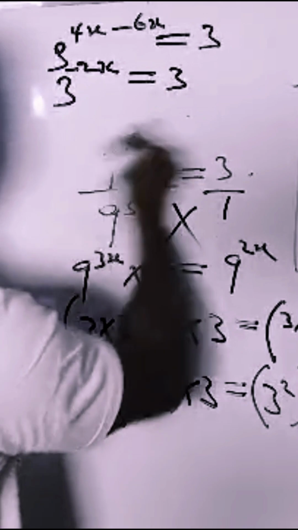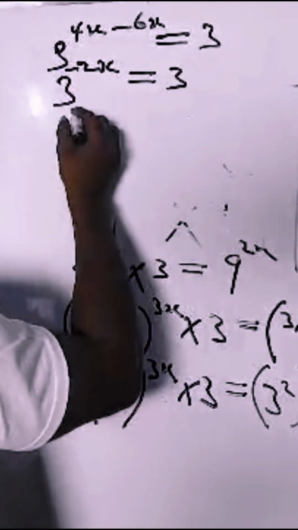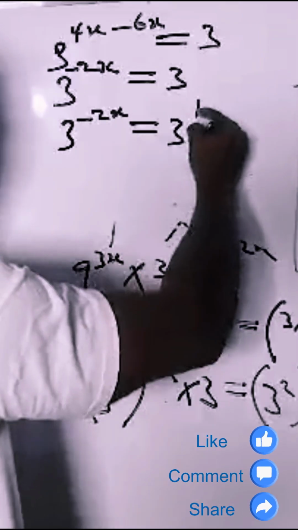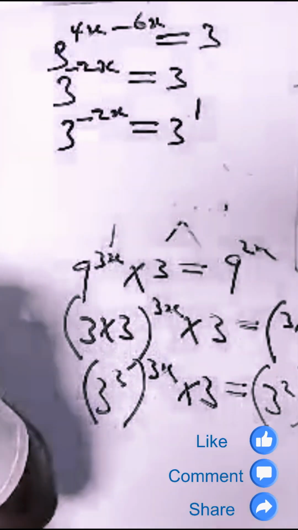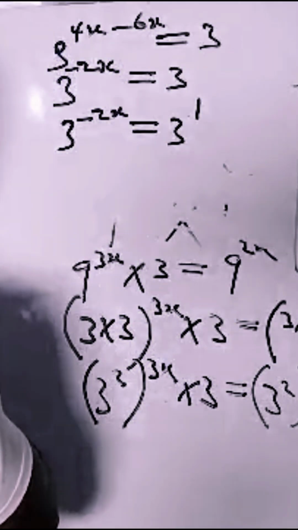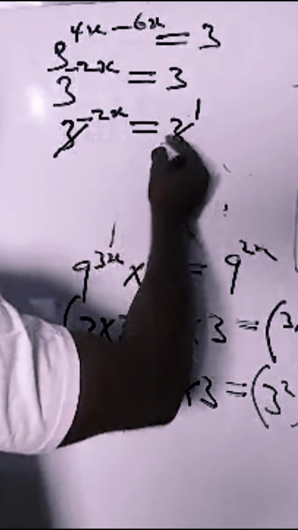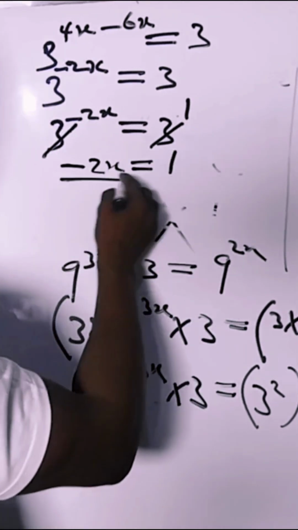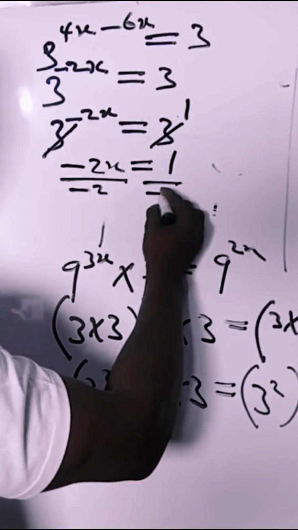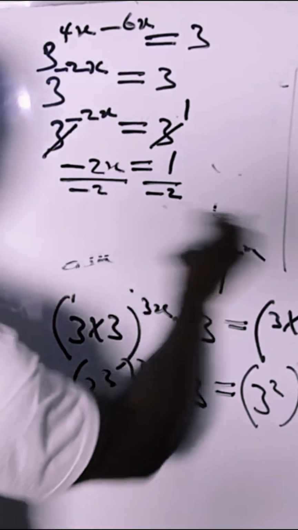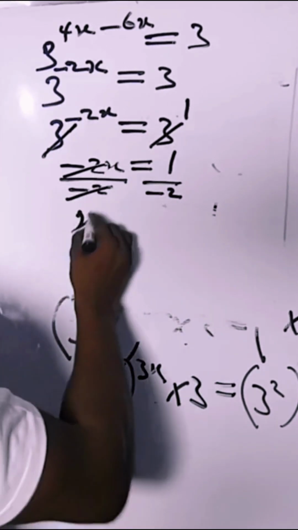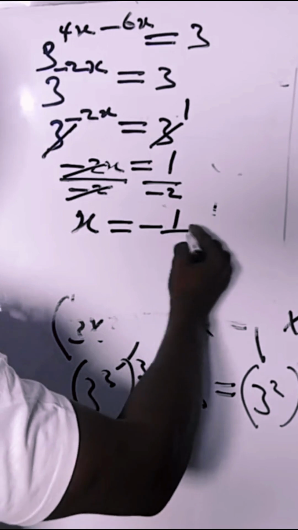So at this point in time, this 3 could be written as 3 raised to 1. So 3 raised to minus 2x is equals to 3 raised to 1. There's a law of indices, which I think was the 7th law. The 3 here we strike. What is left is minus 2x is equals to 1. Let us make x the subject of the formula by dividing all through with the coefficient, which is minus 2 in this case. When you do that, what is left is x, and that is equals to minus 1 over 2.